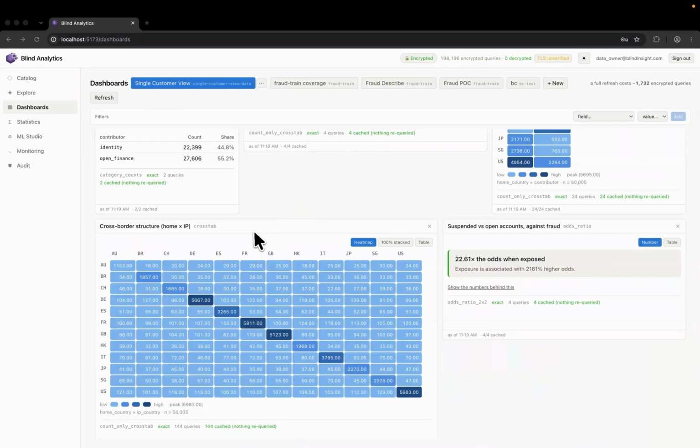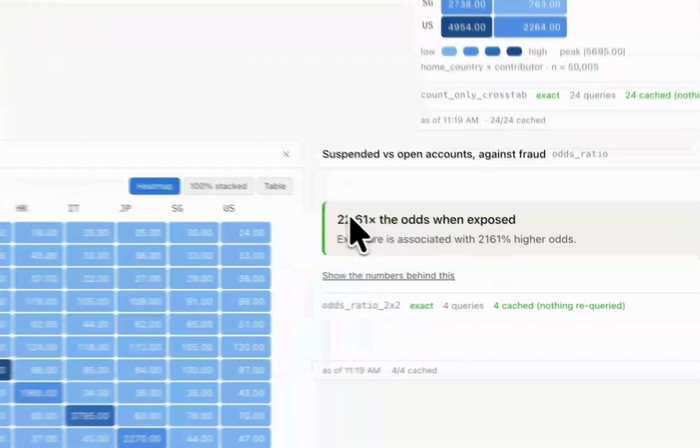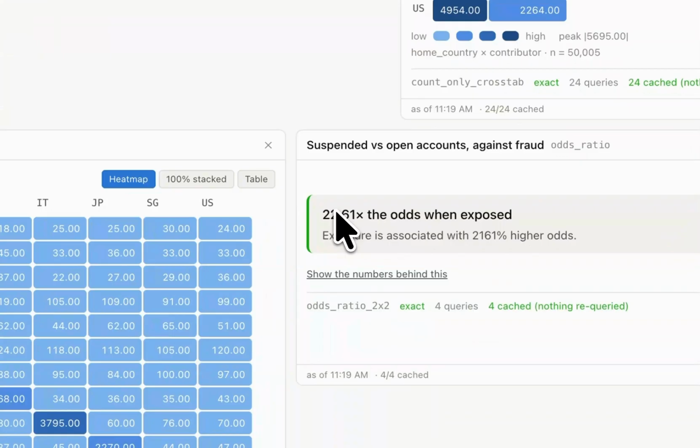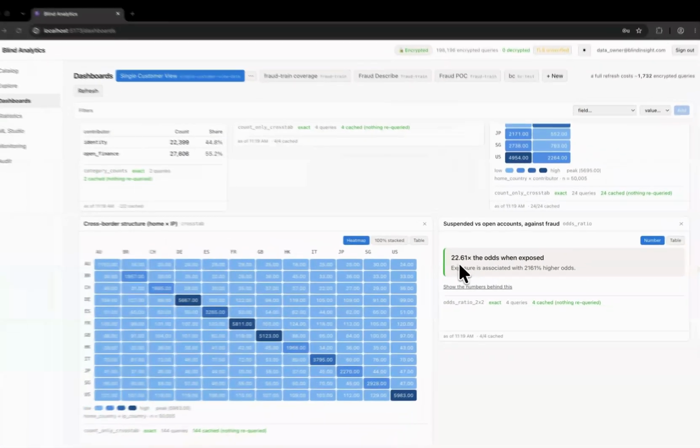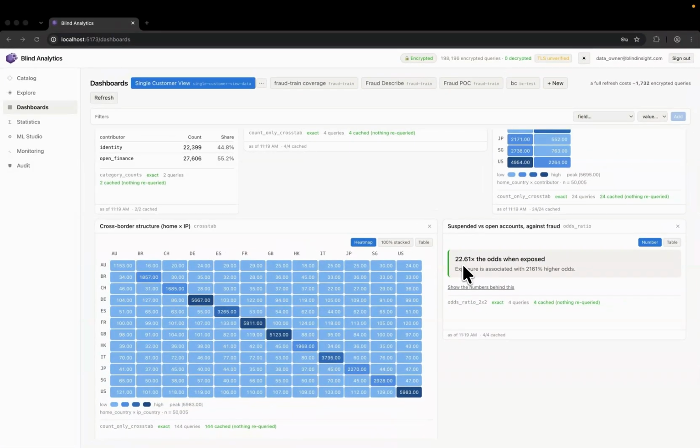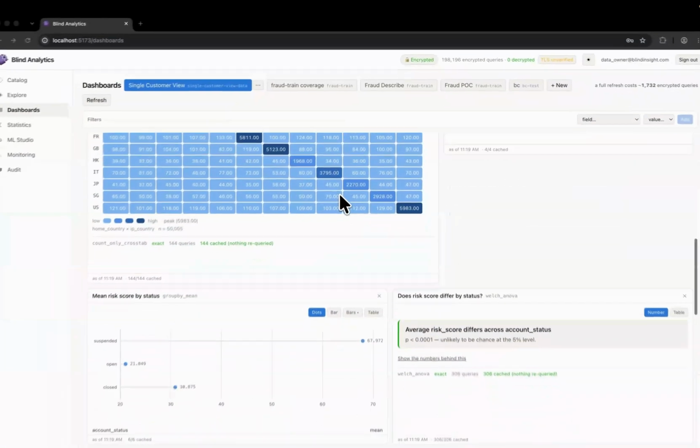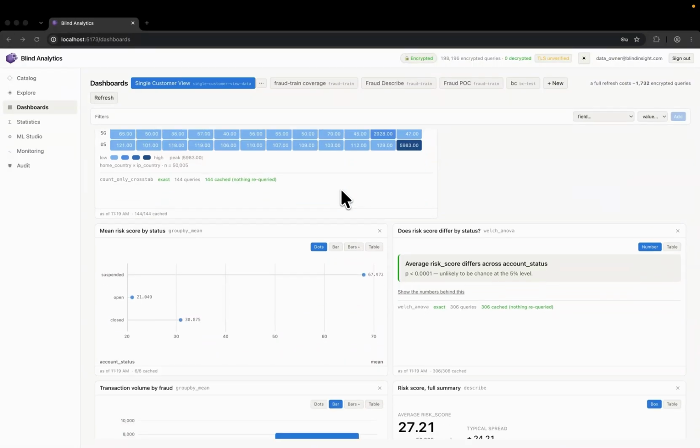Along with cross-border activities, account status also provides another strong signal of risk. Suspended accounts are more than 22.6 times as likely to be fraudulent as open accounts. The platform calculates these statistical tests, comparisons, and risk measures without revealing any individual customer value. We'll take a closer look at transaction volume and risk tiles.